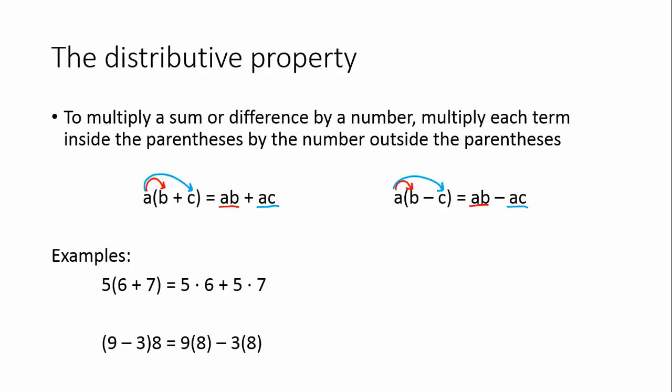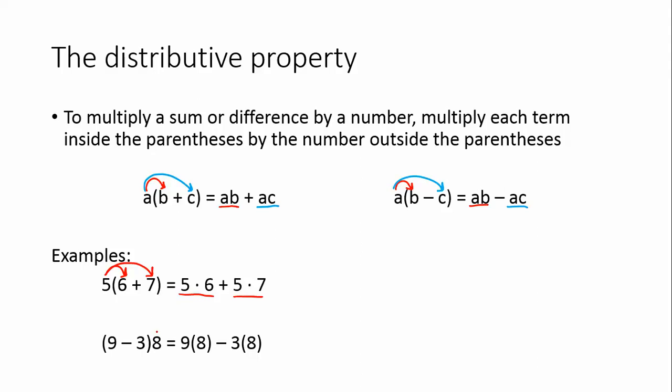Here are some examples using actual numbers. 5 times 6 plus 7. And I'm just showing you the distributive property. We're not going all the way through and evaluating. But you would do 5 times 6, which you see here, and then you would do 5 times 7, which you see there. And the next example looks a little different because now we have the number behind the parentheses, but it still indicates multiplication.